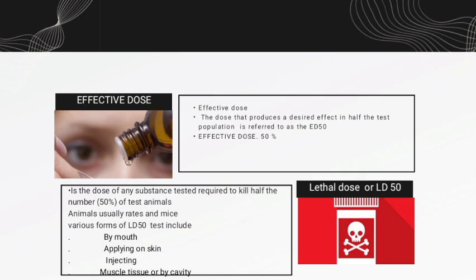Originally, the lethal dose is denoted as DL50 because the dose is lethalis, and it was designed by British pharmacologist J.W. Trevan in 1927.